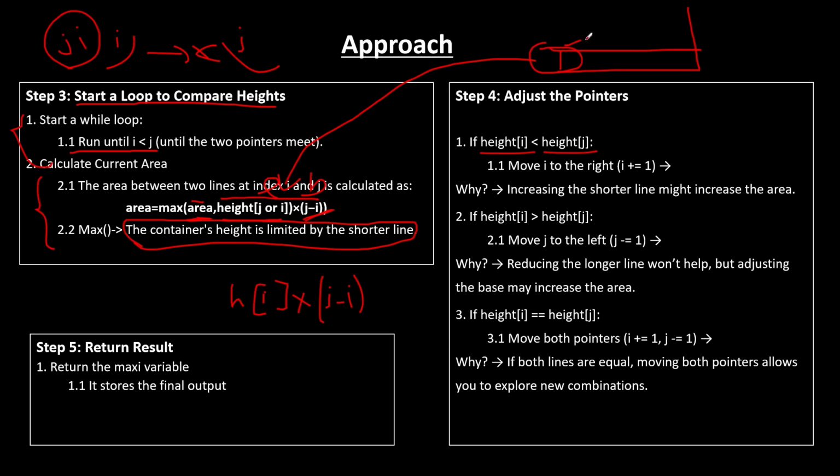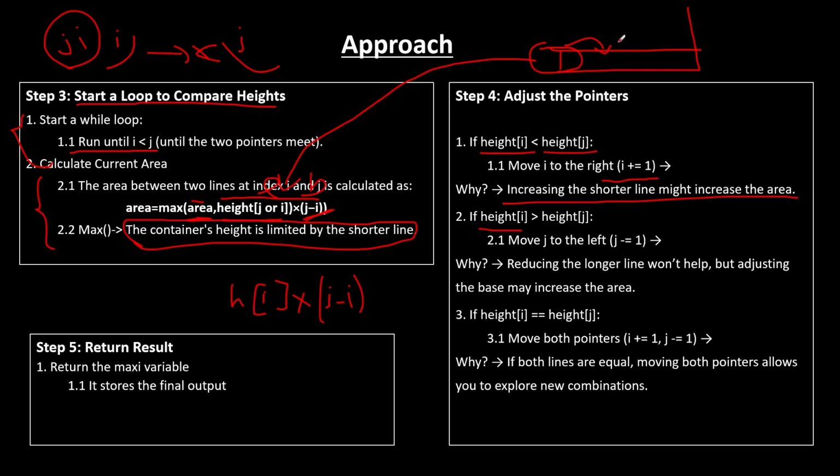After that, we move I plus 1. Why are we moving I plus 1? Because now we got the area, and we are looking for any I which is greater than the current I. So we move I plus 1. This is the reason: increasing the shorter line might increase the area. Now we check if height of I is greater than height of j.